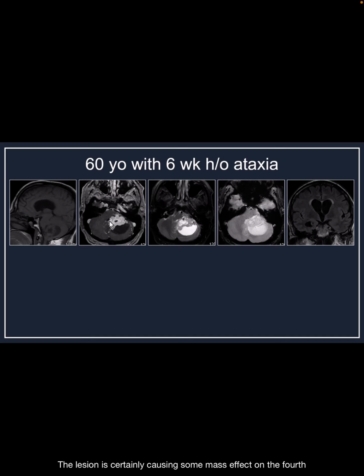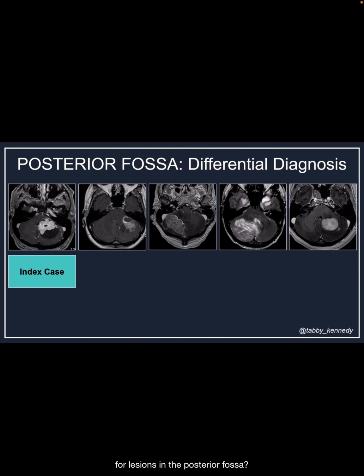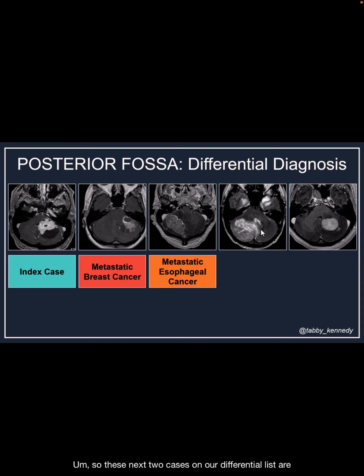The lesion is certainly causing some mass effect on the fourth ventricle and resulting in some obstructive hydrocephalus with transependymal flow of CSF. So what's our differential diagnosis for lesions in the posterior fossa? Well, it's actually kind of rare to have a primary tumor arising from the brain tissue itself. It's much more common to see metastatic disease. So these next two cases on our differential list are metastatic breast cancer and metastatic esophageal cancer. Metastatic disease can look like a lot of different things. They can be predominantly rim enhancing, they can be solidly enhancing, there could be multiple, there could be singular lesions.